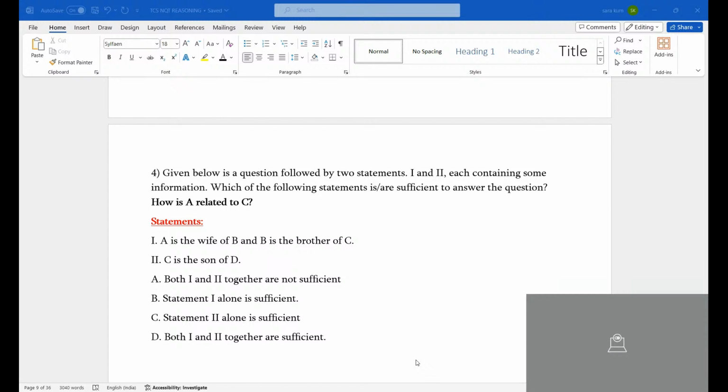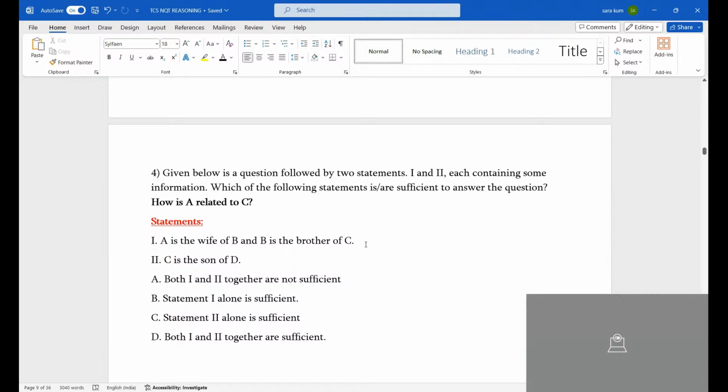So if you can get the answer, just put it in the chat box. I'm very interested to know your thoughts about what the answer is for this question, but I'll give my take on it. The question says, how is A related to C? We were previously talking about this in the first question, right? How is A related to C and how is C related to A are two different things. Now, how is A related to C?